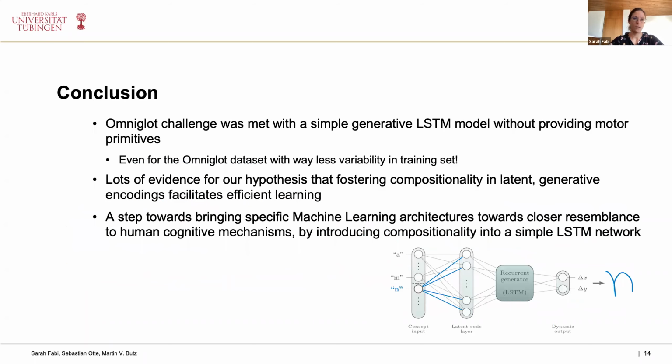And so we can conclude that the Omniglot challenge was met with our simple LSTM model, and that it was even so for the Omniglot dataset. And we found lots of evidence for our hypothesis that fostering compositionality really facilitates efficient learning. And we hope that this is like a small step towards bringing specific machine learning architectures towards closer resemblance to human cognitive mechanisms.